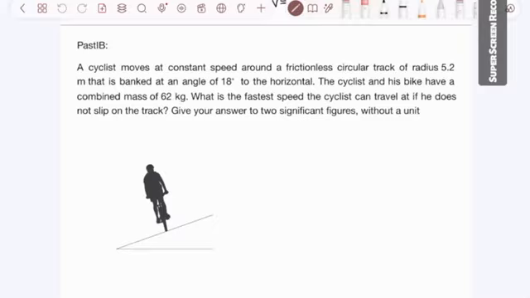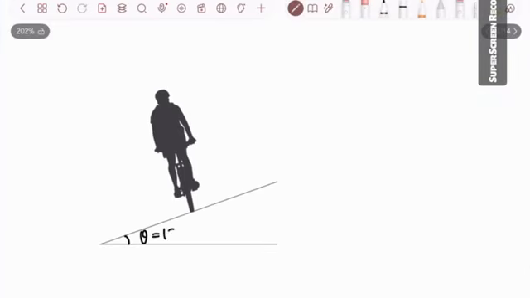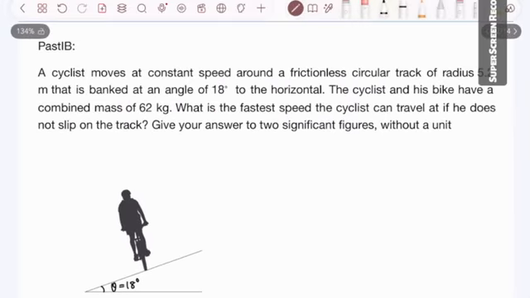And in this UCM question, which is a past IB question, a cyclist moves at a constant speed around a frictionless circular track of radius 5.2 m that is banked at an angle of 18 degrees to the horizontal. So it says that here, this angle theta is 18 degrees. The cyclist and his bike have a combined mass of 62 kg. What is the fastest speed the cyclist can travel at if he does not slip on the track? Give your answer to 2 significant figures without a unit.